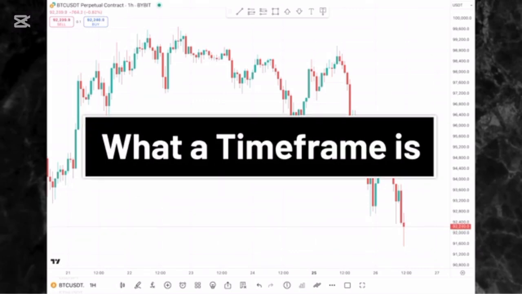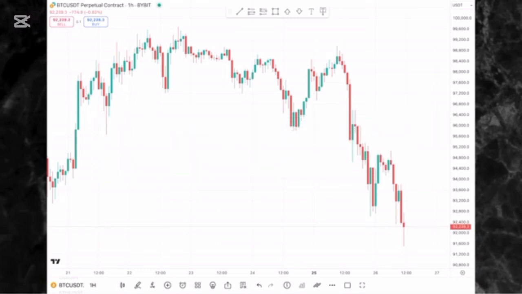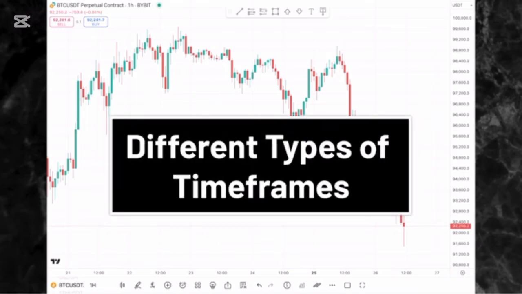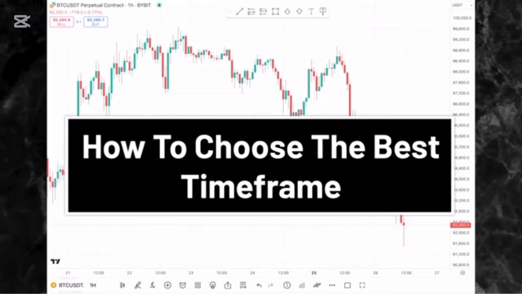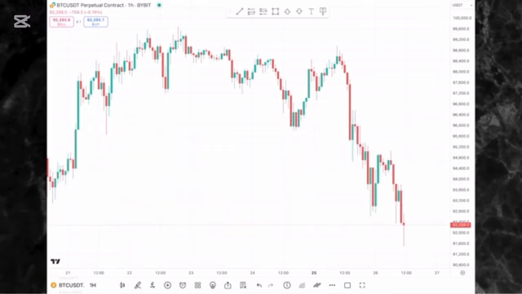I'm going to explain to you what a time frame is on the chart because a lot of beginners don't understand what time frame is on the chart. They don't even know what it stands for. I'm going to talk about the different types of time frames we have. I'm going to talk about how to use them, and most importantly, I'll talk about how to choose the best one for your trading style. And then at the end of the video, I'll give you guys some tips.